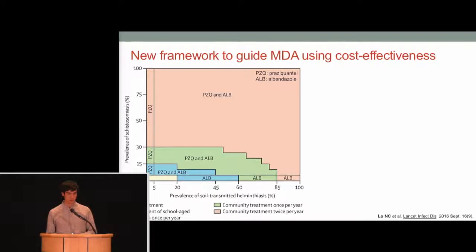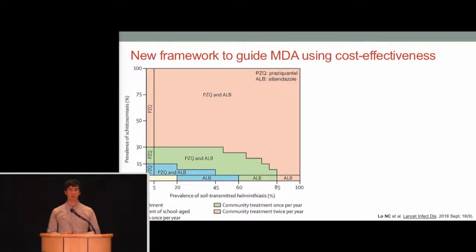And the way it works is you look for the prevalence of soil-transmitted helminths on the x-axis and the prevalence of schistosomiasis on the y-axis. So you find those two spots, and then where they intersect, you can just move your hands there, and the color where they intersect tells you who to treat and how often, as you can see on the legend. And the label tells you what medicines to give. So these would be the optimal strategies under a cost-effectiveness framework.